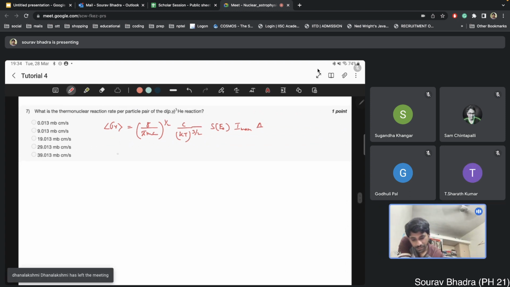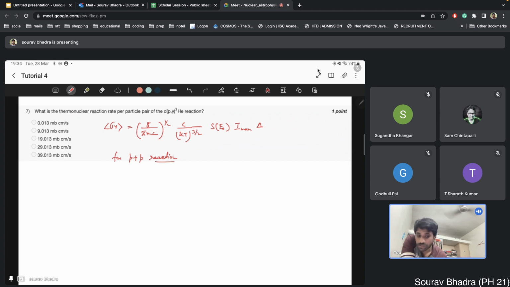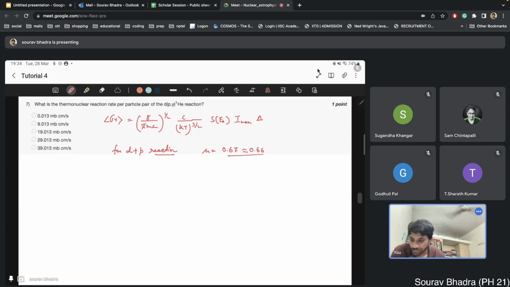Now for the D plus P reaction, deuterium proton reaction, there are some values we need to remember that are not given. Your mu is 0.67 or 0.66, we have calculated. And I max, we have calculated in the previous question. That's why I was telling you that we need all these values at last, when we do the last problem, the D plus P reaction.